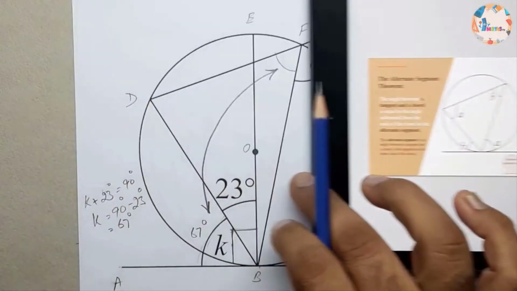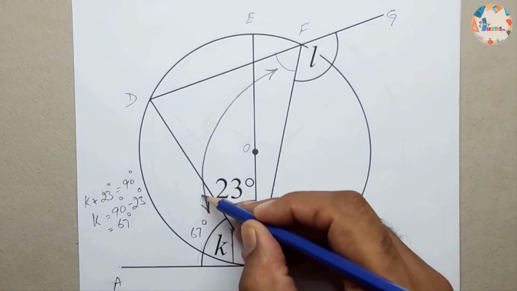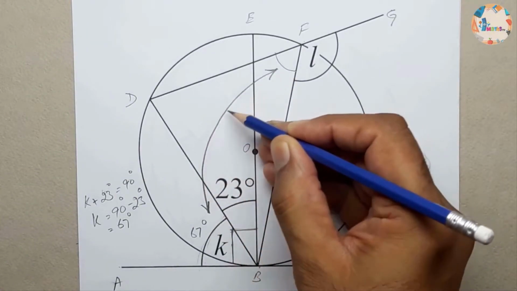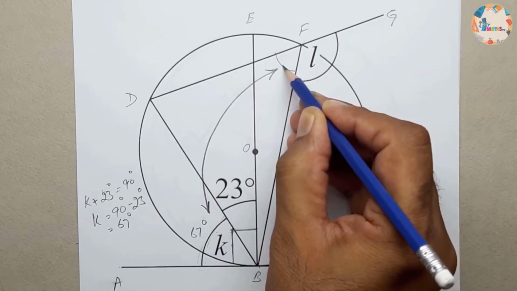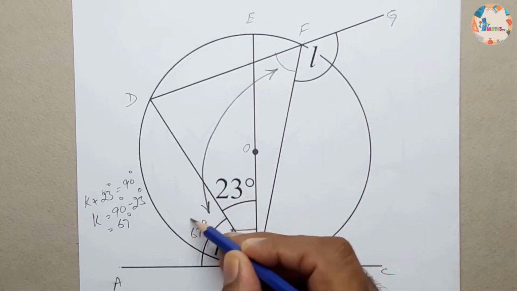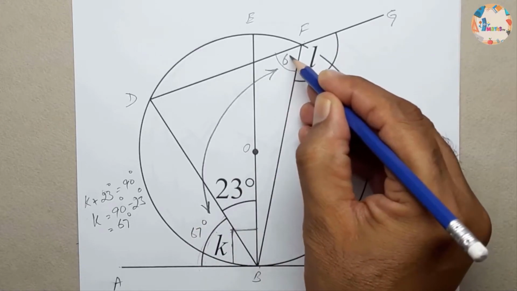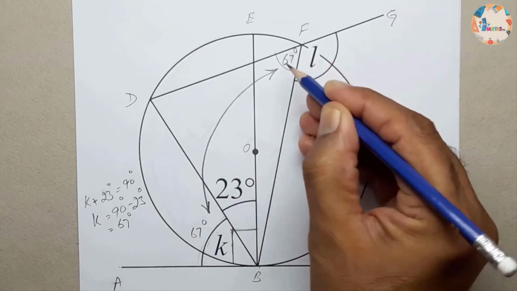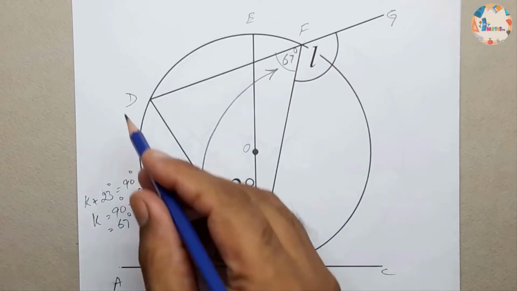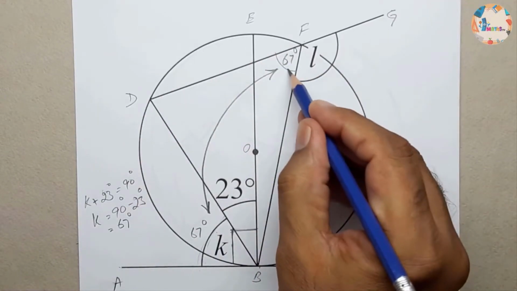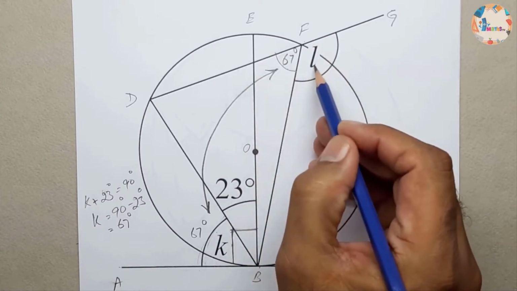So in this case, these are the two angles which we have related. It means K is equal to this angle. This K is 67, so this angle will also be 67 degrees. We reached this angle which is DFB, which is 67. Now we can find this L.